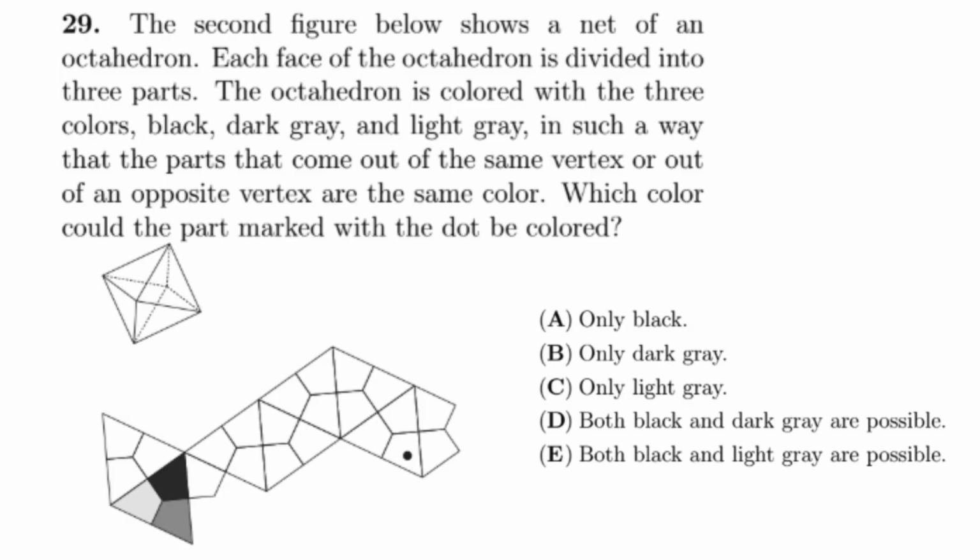Number 29. The second figure below shows a net of an octahedron. Each face of the octahedron is divided into 3 parts. The octahedron is colored with 3 colors, black, dark gray, and light gray, in such a way that the parts that come out of the same vertex or out of an opposite vertex are the same color. Which color could the part marked with the dot be colored?